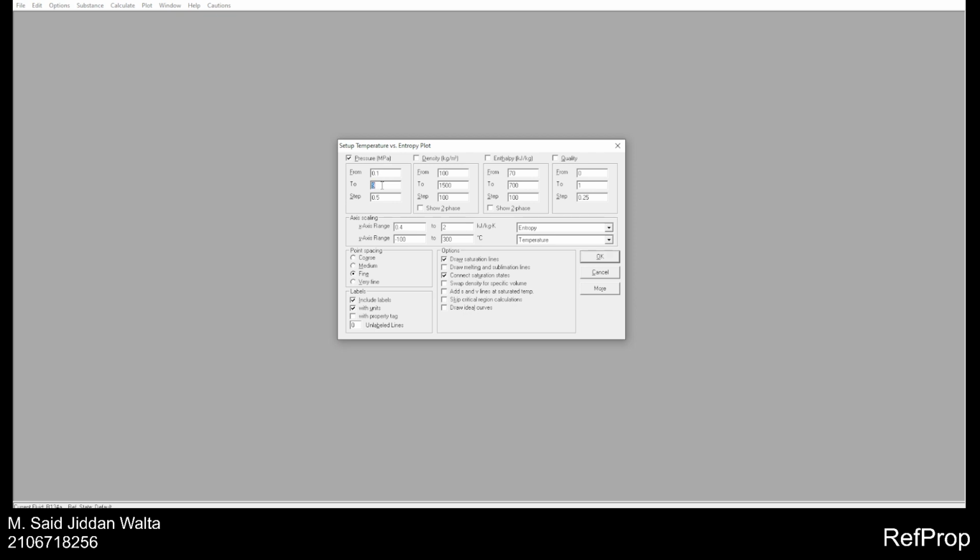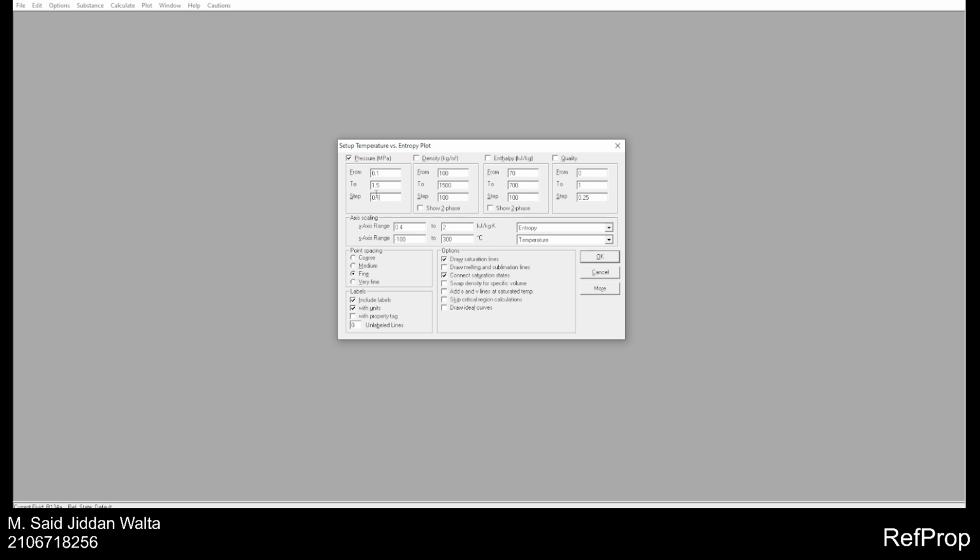So we don't need to go from 0.5. And then the pressure that we are likely to go up from 0.1 is probably not as high as 9 megapascals inside the refrigeration system. So let's put a rough estimate of 1.5. And since we are working from 0.1 to 1.5, we can reduce the step value to 0.1.